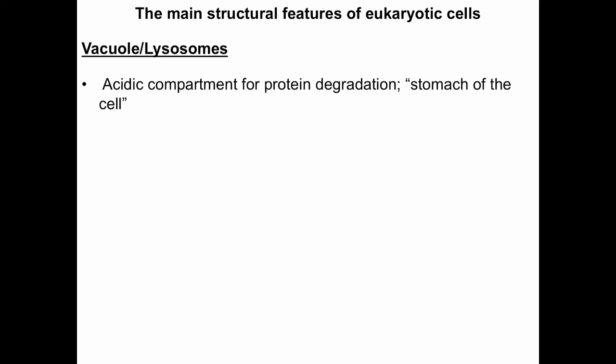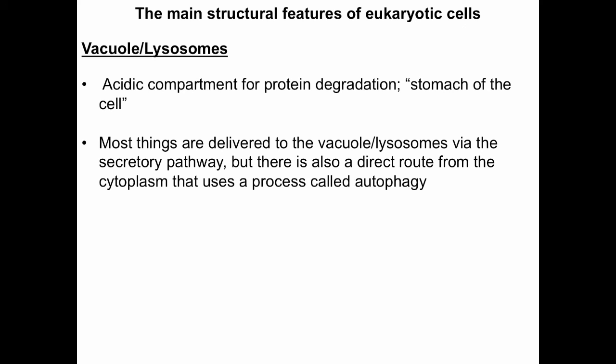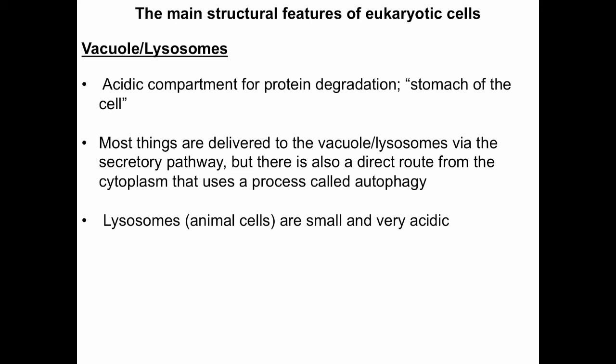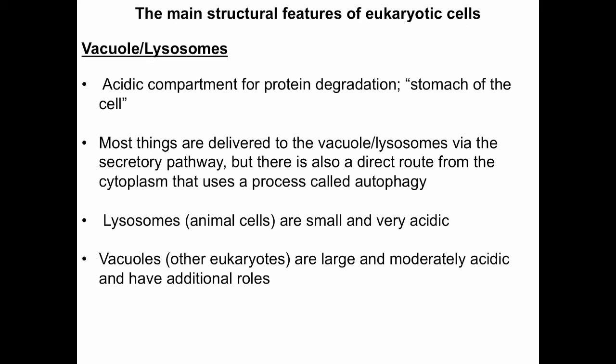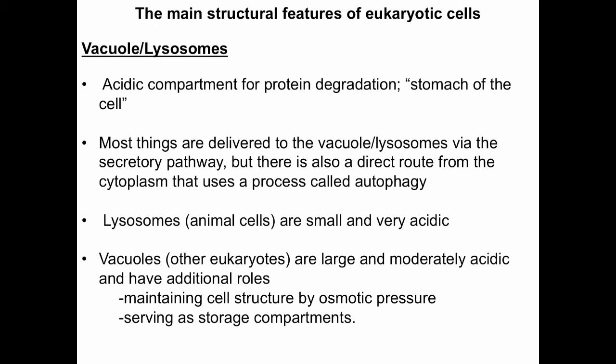Vacuoles, or lysosomes, are acidic compartments for protein degradation and act as sort of a stomach of the cell by digesting certain cellular components. Most things are delivered to vacuoles and lysosomes via the secretory pathway, but there's also a direct route from the cytoplasm that uses a cellular process called autophagy. Lysosomes are in animal cells and are very small and acidic. Vacuoles are in other eukaryotes, so these are large and moderately acidic and have additional roles such as maintaining cell structure by osmotic pressure and serving as sites of storage compartments.